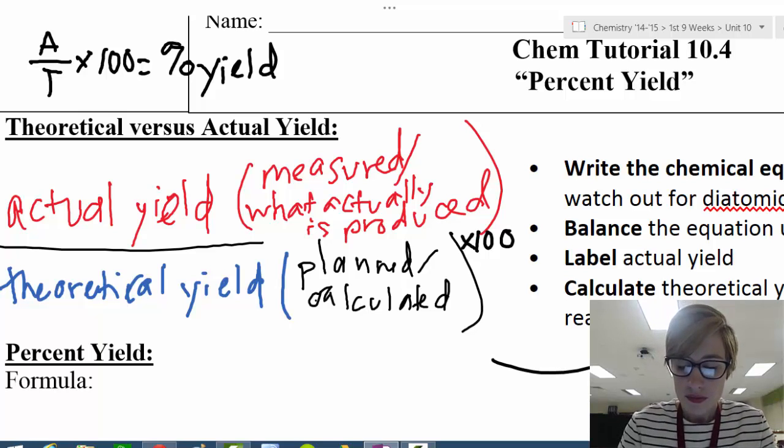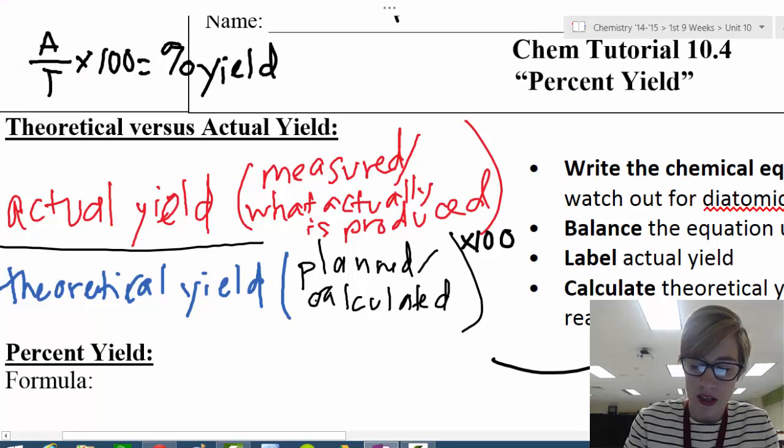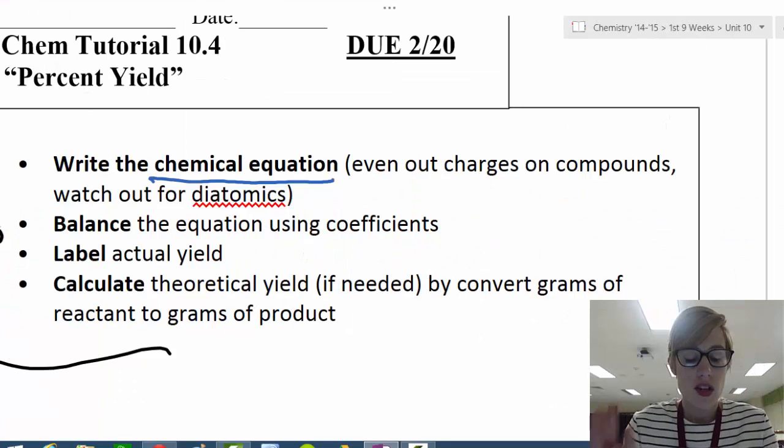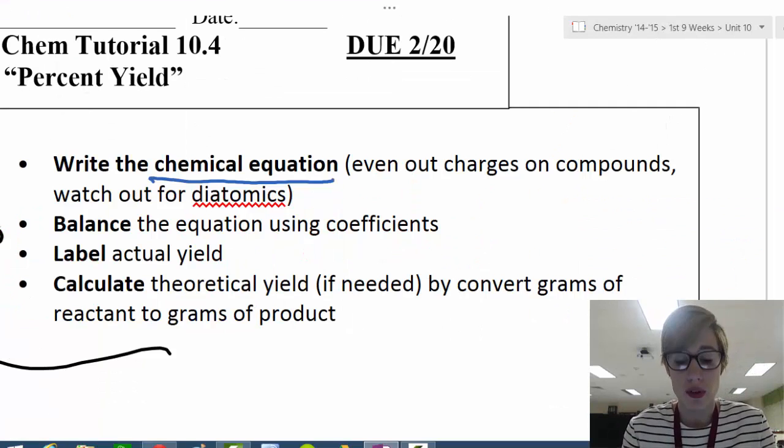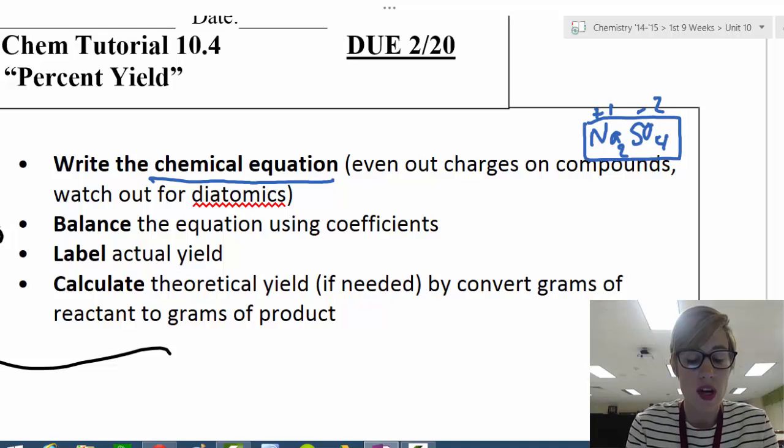Okay, so let's talk about how we calculate this out. I wrote several steps here, so I want you to write down these steps. The first step is you write out your chemical equation. And that means you have to even out the charges on compounds. For example, if I have an element and then another element or a polyatomic ion, you'd have to even out charges to make sure you had an even compound. So even out your charges and then watch out for diatomics.